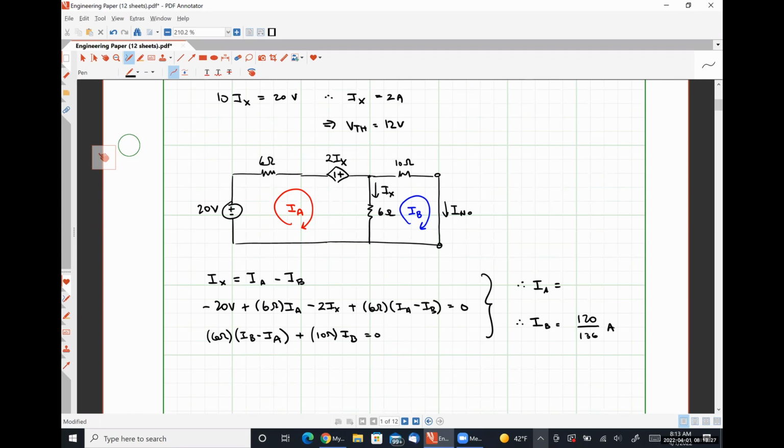So, assuming that my answer for IB is correct, what's I Norton? Yeah, exactly the same as IB. So I'm just going to write this is equal to I Norton. So now, if we're okay with this, let's talk about determining the Thevenin equivalent resistance.